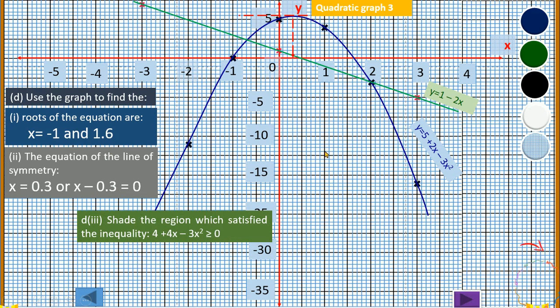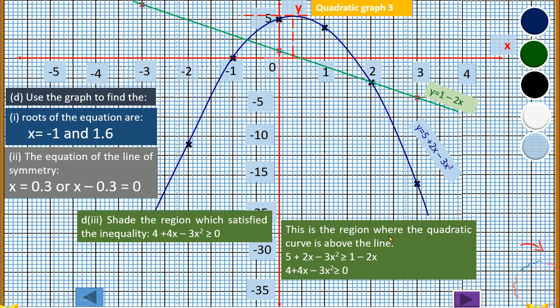The third question says we should shade the region which satisfies the inequality 4 plus 4x minus 3x squared is greater or equal to 0. Now this equation must relate to these two equations here, the straight line equation and the quadratic function here. So therefore, this is the region where the quadratic curve is above the line. And that means 5 plus 2x minus 3x squared should be greater or equal to 1 minus 2x.